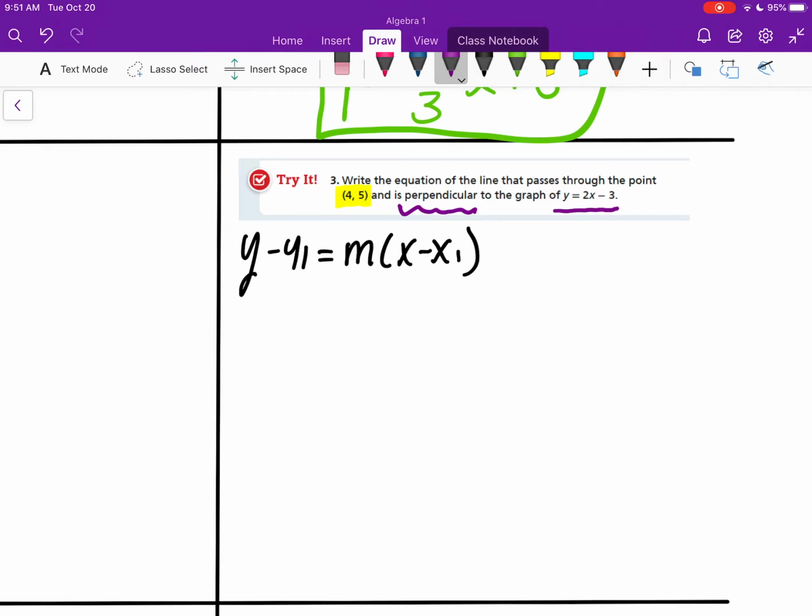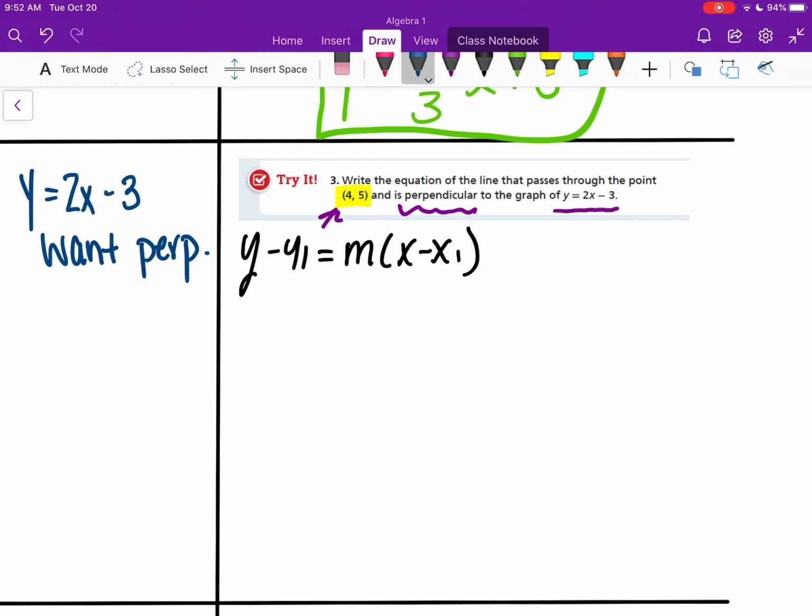Okay, so what I'm noticing here is it did not tell us what format to write it in. So that means I can write it in whatever format is easier. And since they gave us a specific point rather than a y-intercept, point slope form is probably going to be the easiest. But now I need to be perpendicular to y equals 2x minus 3. So that's when we use the knowledge that we learned that perpendicular lines have opposite reciprocal slopes.